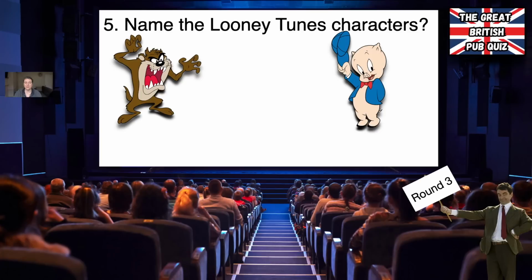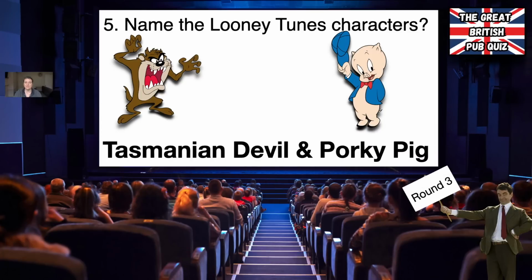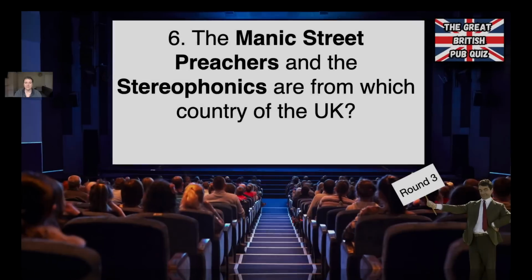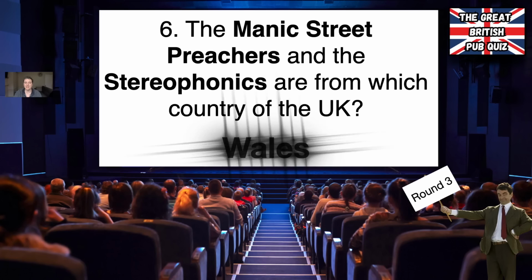Number 5, the Looney Tunes characters. So half a point for each. On the left, Tasmanian Devil, and on the right, Porky Pig. Number 6, the Manic Street Preachers and Stereophonics. From which country of the UK? They're from Wales.